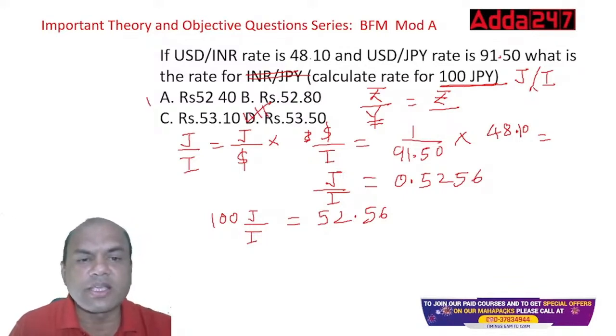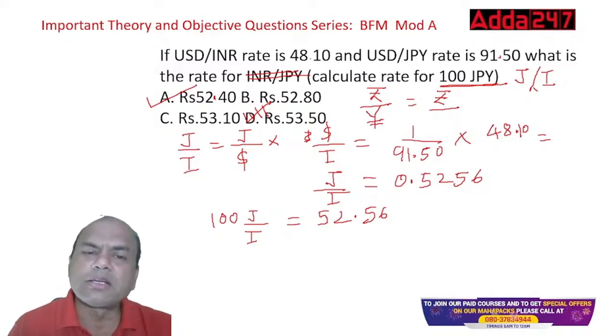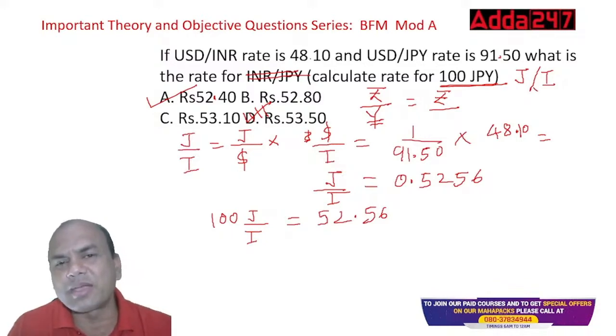52.40. Take this. Okay. In the exam, they won't give you such close answers. Okay. 52.40, 52.80. They'll never give you answers like this. One will be 52.40, second will be 55 something. Okay. There'll be a huge difference. So you'll be able to immediately identify, because these points hardly make any difference.